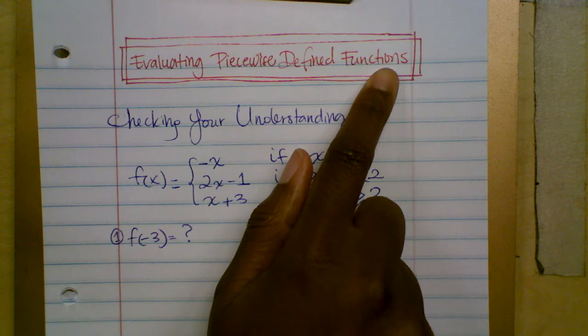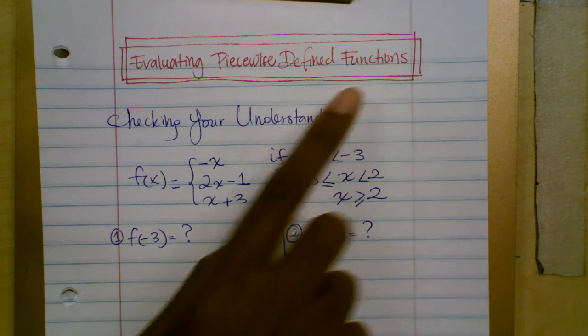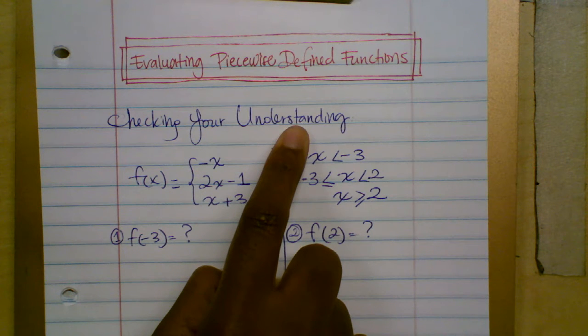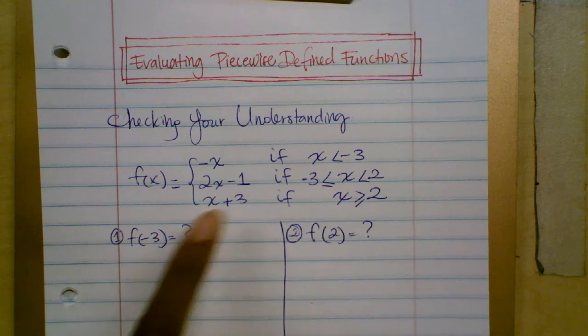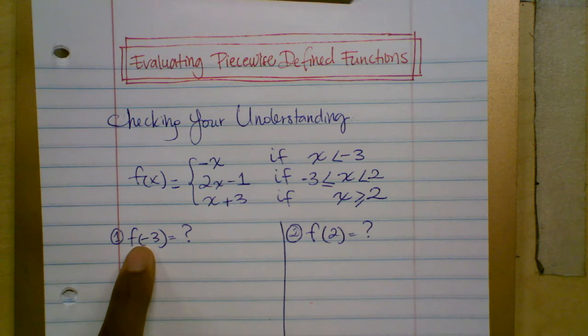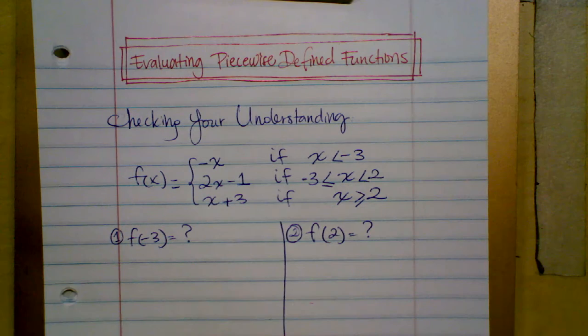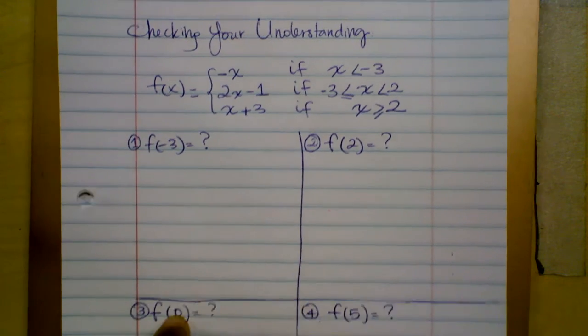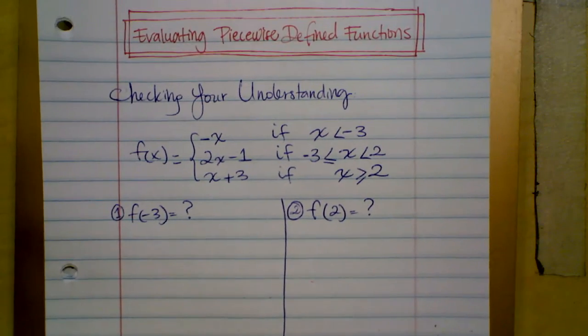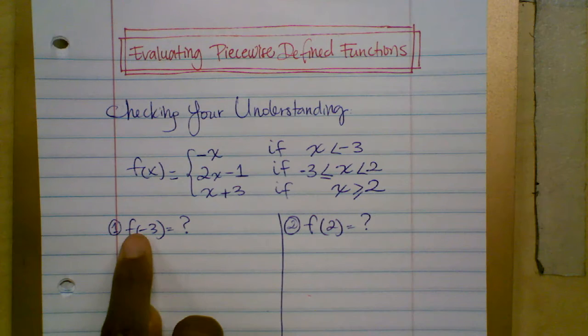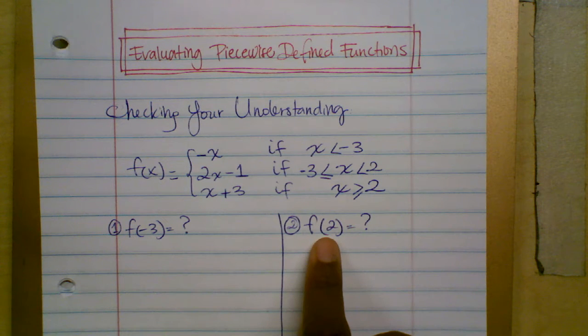The objective of this video is for you to check your understanding. This is a new piecewise defined function, and I'm asking you to evaluate the piecewise function at x equals -3, x equals 2, 0, and 5. Let's focus on the first two. How would you evaluate f of -3 and f of 2?